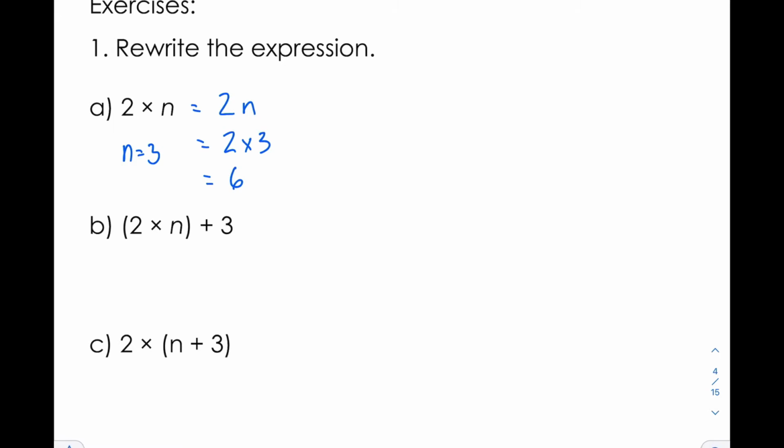2 times n plus 3, if we rewrite it, we can write it like this, 2n plus 3. It just means 2 is multiplied by n, and then we add 3. And then down here we would have 2n plus 3.